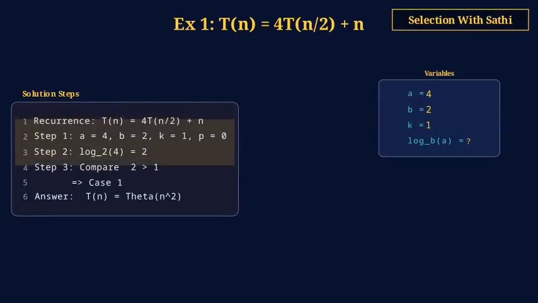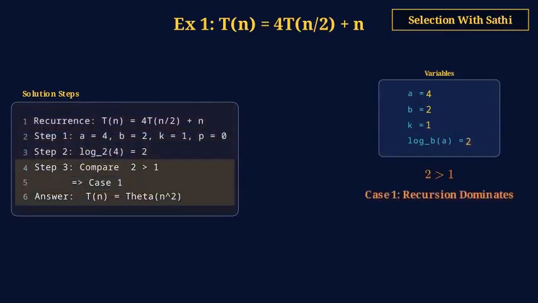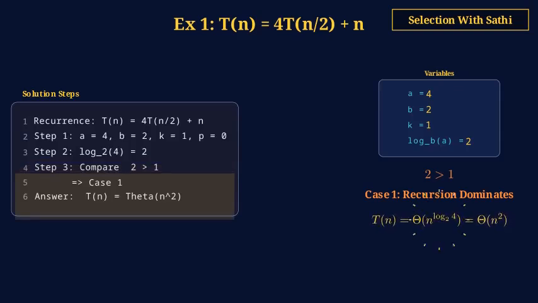T of n equals 4T of n over 2 plus n. Step 1. Identify the parameters. a is 4, b is 2, k is 1, p is 0. Step 2. Compute log base b of a. Log base 2 of 4 is 2. Step 3. Compare. Log base 2 of 4 is 2 and k is 1. 2 is greater than 1. So this is case 1. The recursion dominates. The answer is theta of n to the power log base 2 of 4, which is theta of n squared.